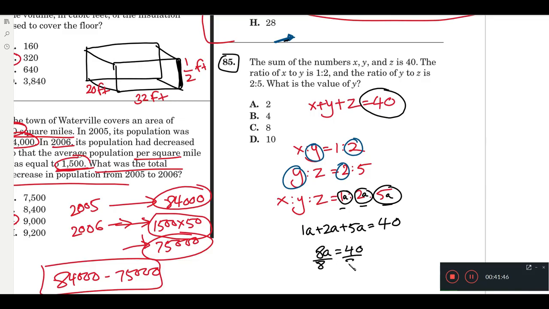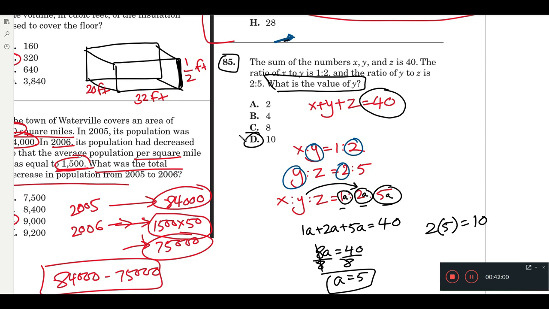And divide by 8, and a is equal to 5. And then you substitute that back. So they ask what is the value of y? y is the middle one, which is 2a. So 2 times 5 is 10. Now try to grasp it, guys, how I did it.